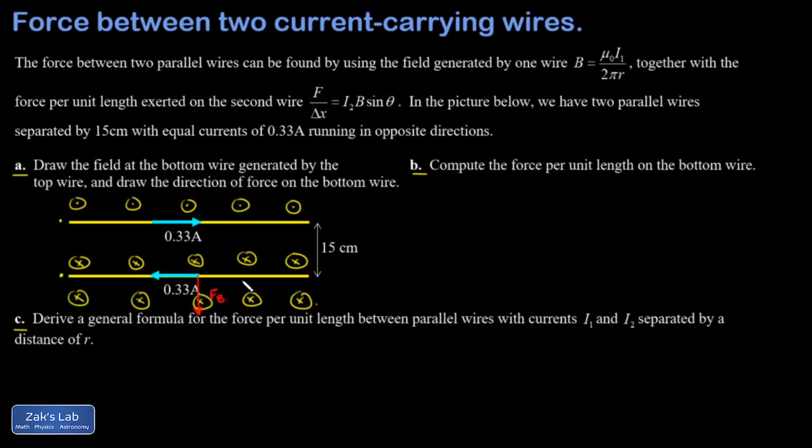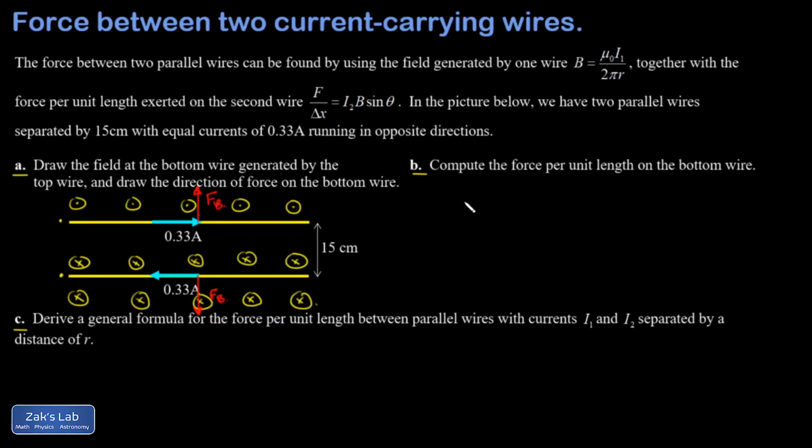Now you could repeat this same process using the bottom wire as the source of the magnetic field and the top wire experiencing a force due to that magnetic field. But why not just use Newton's third law? If the top wire is pushing down on the bottom wire, then the bottom wire must be pushing up on the top wire. In other words, the force between these two wires is repulsive.